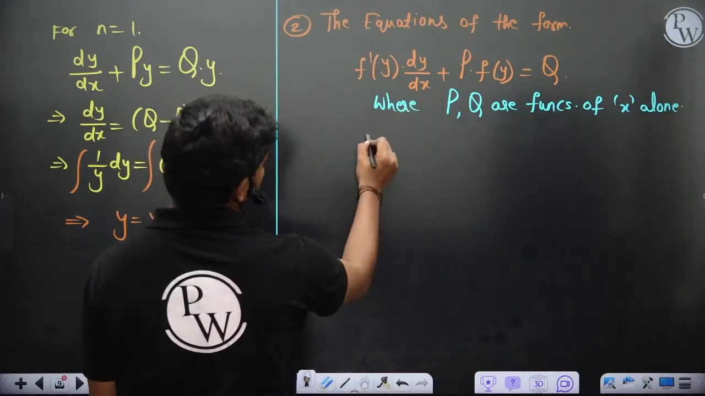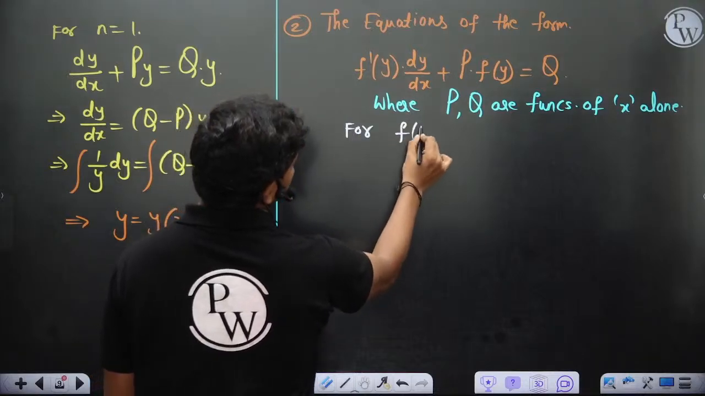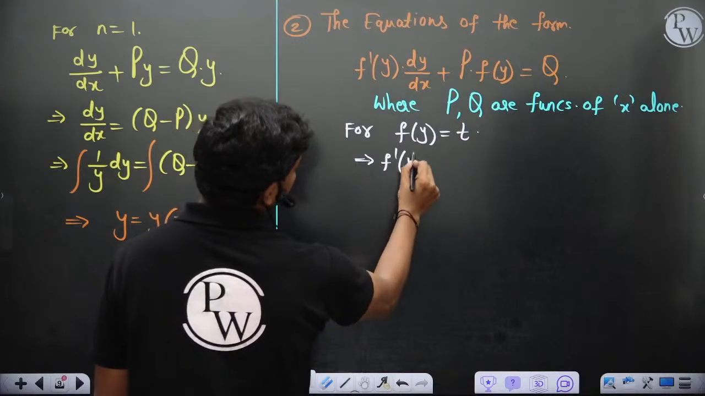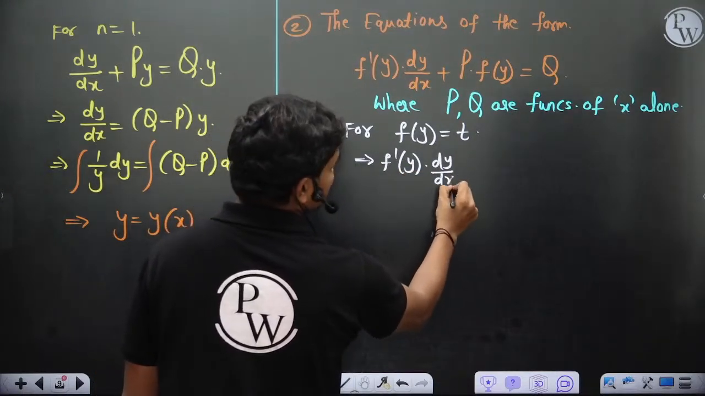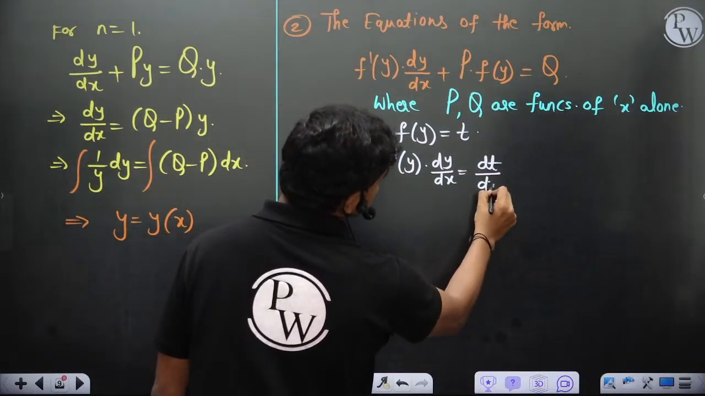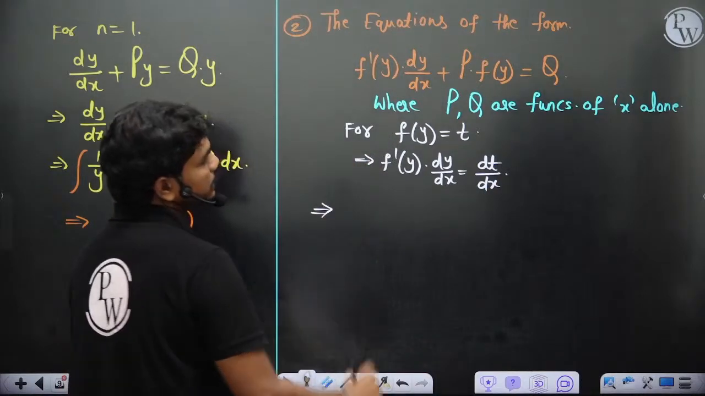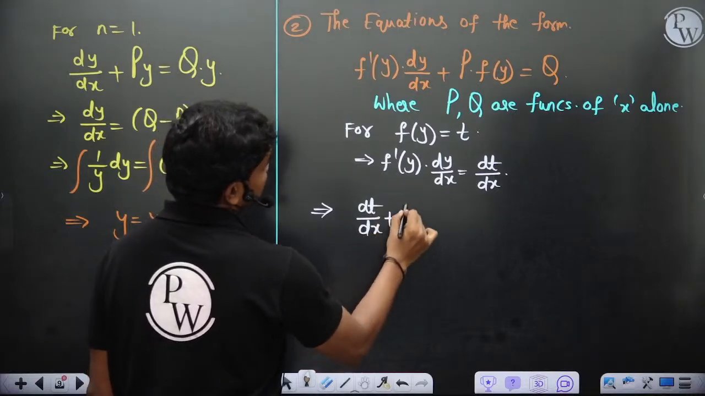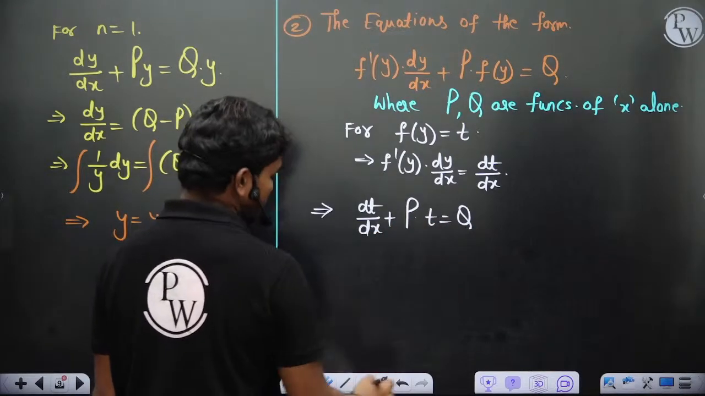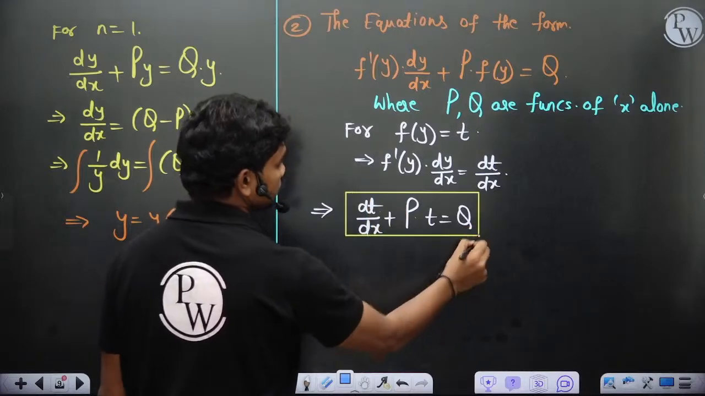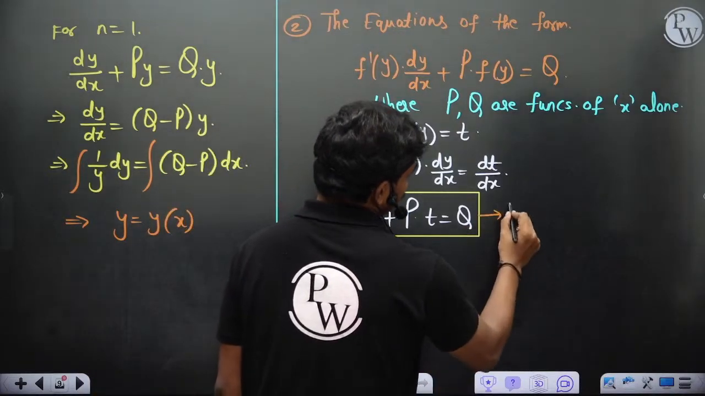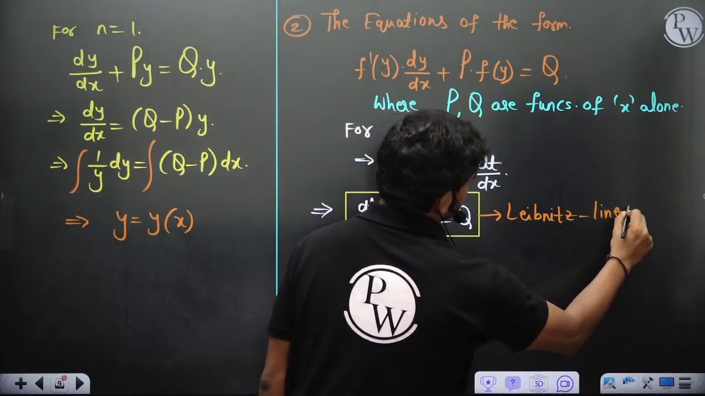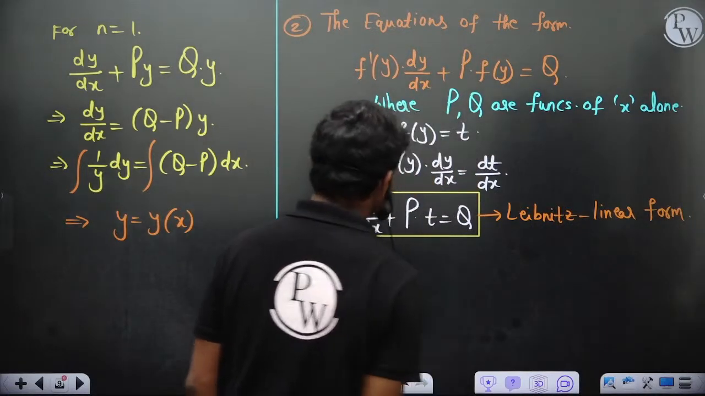So in such a case, for f of y equal to, say, some t, this tells you f dash of y into dy by dx, the same thing we have done in the example, is actually dt by dx. So if you replace this quantity with dt by dx plus p into t is equal to q, that's it. So it is again Leibniz linear form.